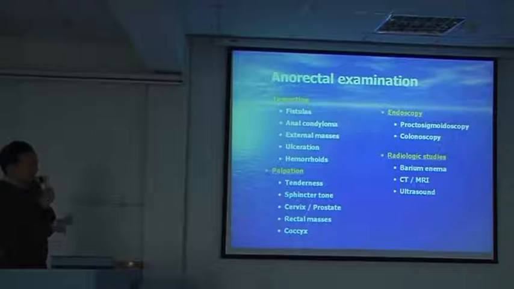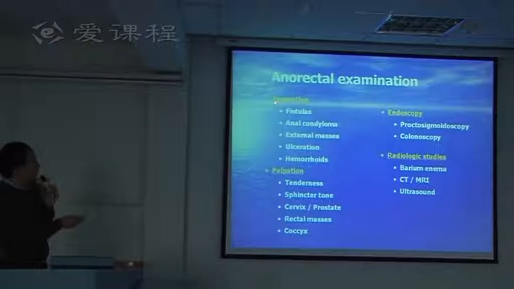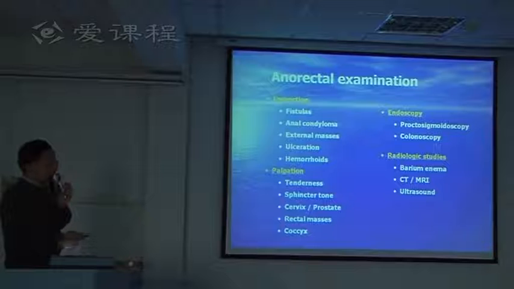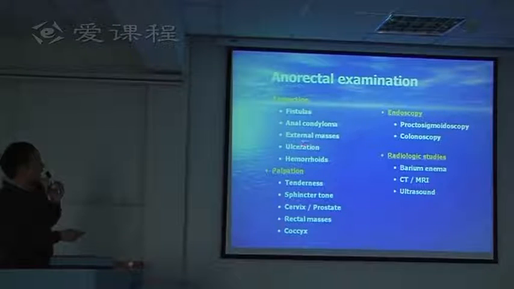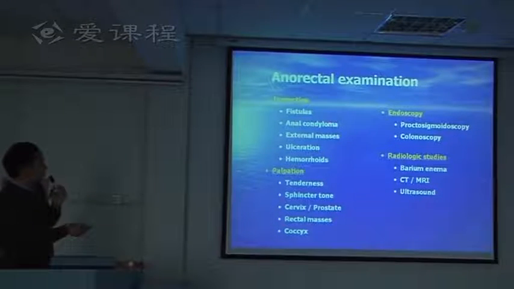And the rectal examination, maybe different from the endoscopic one. The first is inspection. Near the anus area there may be fistulas, or endocondyloma. Condyloma, do you know this one? It's a sexually transmitted disease, something like that. And externally also ulcerations, hemorrhoids. So there are many things you can expect to see.